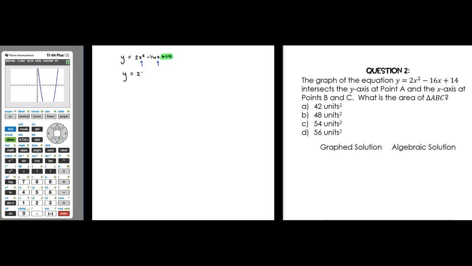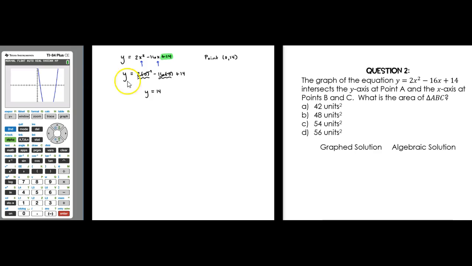y equals 2 times 0 squared minus 16 times 0 plus 14. Well, we know that anything multiplied by 0 is just 0, so each of these terms is going to equal 0 by itself. Very simple. And y itself equals 14 when x equals 0. So this tells us that the y-intercept, or point A, must be located at 0, 14. I'm going to leave that little note off to the side.